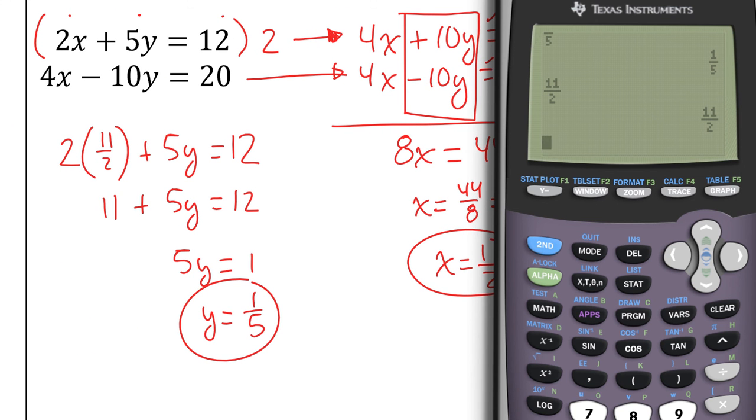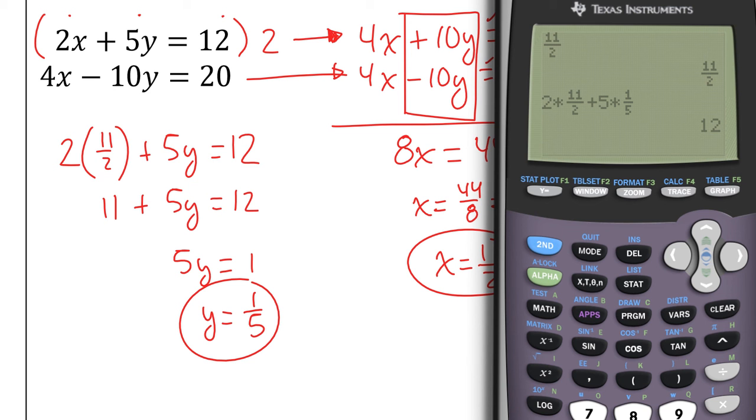So now I'm ready to check. The top number up there was y. y is 1/5, and x is 11 halves. So I'm going to go 2 times my value of x, which is 11 halves. So 2 times 11 halves plus 5 times, and I just go up and grab y. You can look at what's on the screen right there. 2 times 11 halves is 11, and 5 times 1/5 is 1. So 11 plus 1 is 12. Perfect. It checks for the first equation.